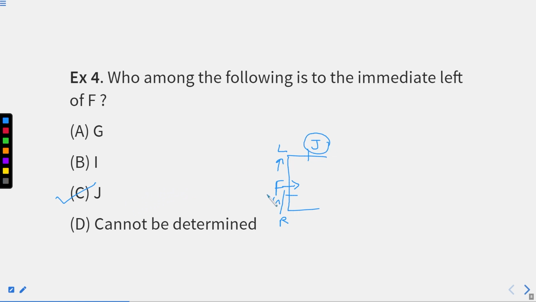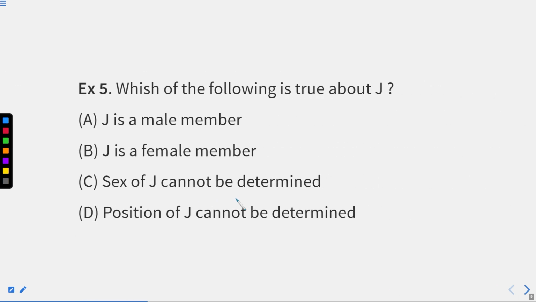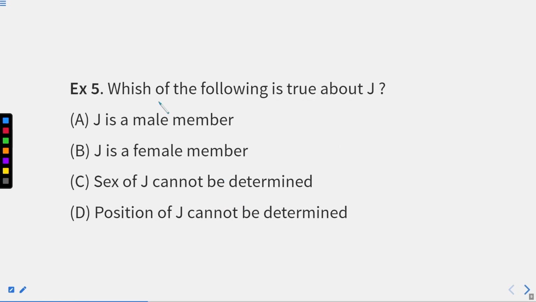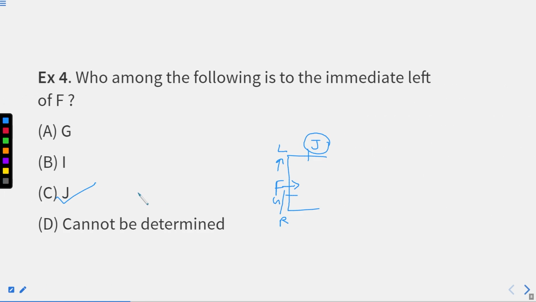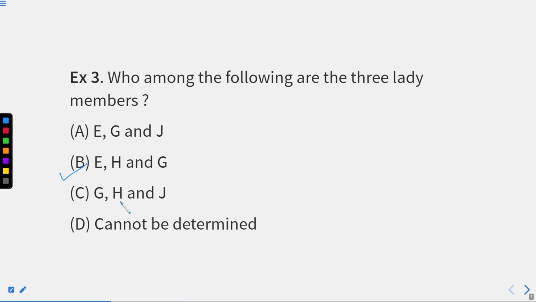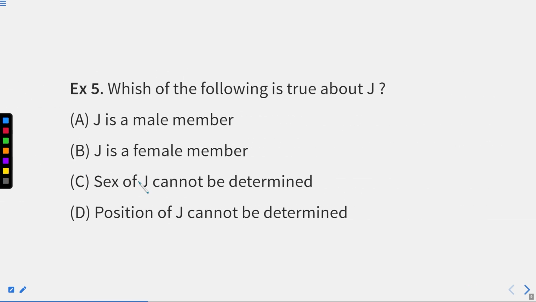Now we'll move to the last question of this particular direction, right? So the last question says, just correct the spelling here, right? Which of the following is true about J? So J is a male member, okay? J is a female member. The sex of J cannot be determined. The position of J cannot be determined. But we all know that we have already defined the position of each and every person in the table, right? We all know who all are female. So here we know who all are female. E, H and G, right? Who all are female? E, H and G.